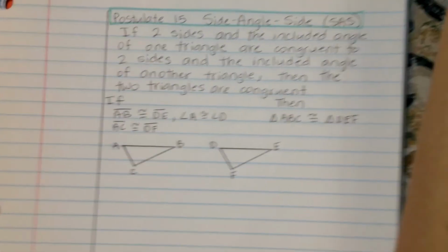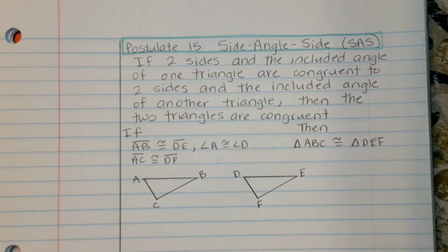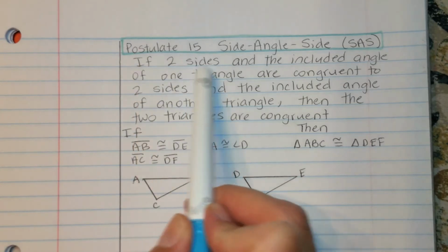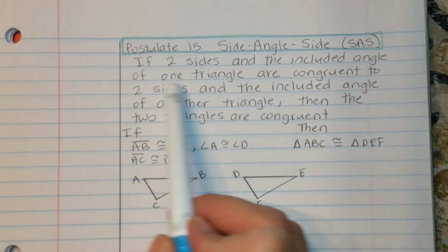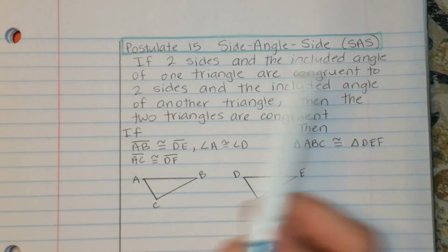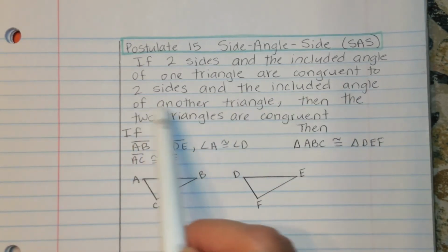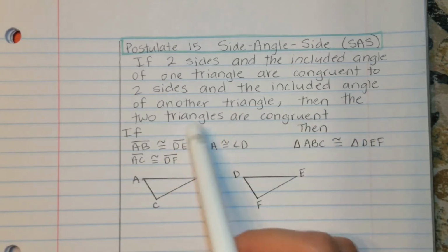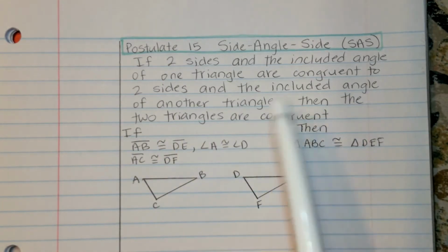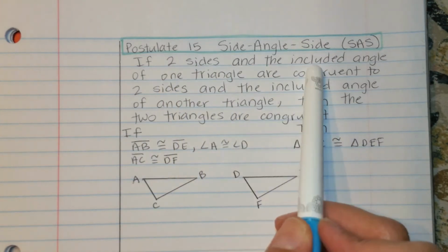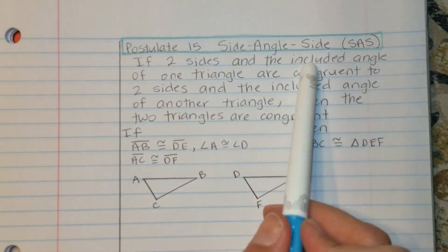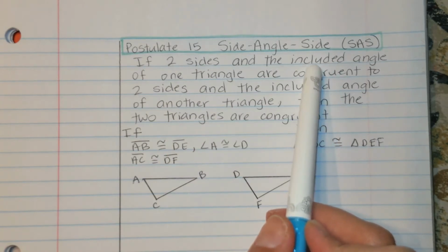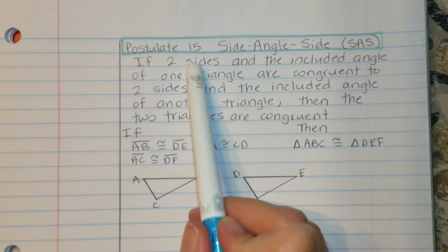Okay, and then this is your last one. Okay, so postulate 15. Once you get the hang of this, you'll see, oh, okay, SAS is side angle side, and you'll know what that means. So what this one says, again, pause if you need to copy it. If 2 sides and the included angle of one triangle are congruent to 2 sides and the included angle of another triangle, then the 2 triangles are congruent. So it's really important that it says the 2 sides and the included angle. You have to have 2 sides, and the included angle is right in between. It's the angle that touches those 2 sides.